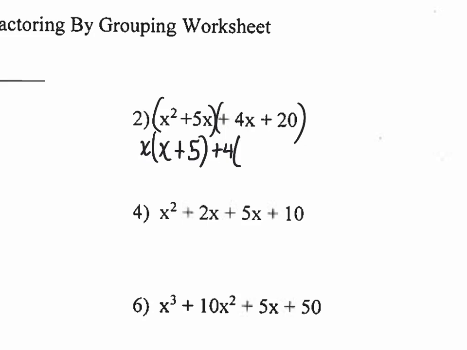So if I pull a 4 out of 4x, what's left? X. And if I pull a 4 out of 20, what's left? 5. There's a 5. Do these two things match? Yes, and that's what I want. So I'm going to pull an x plus 5 out of both of those.